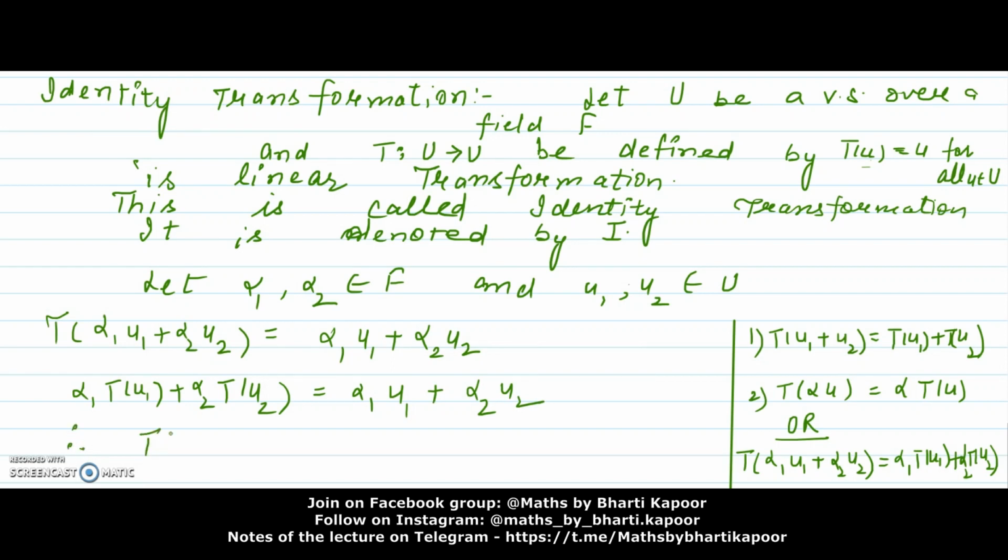Therefore we can say that T of alpha 1 U1 plus alpha 2 U2 is equal to alpha 1 TU1 plus alpha 2 TU2. Because this condition is being satisfied, T is a linear transformation. And because T is defined like TU is equal to U for all U belonging to U, this T is the identity transformation and it is denoted by I.